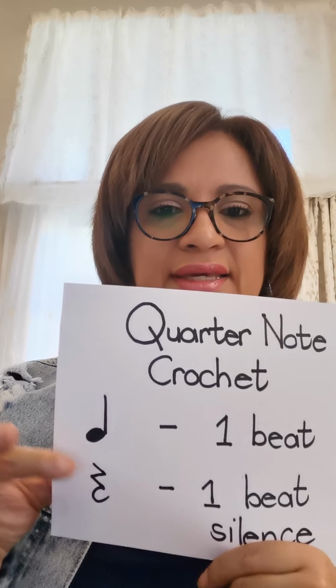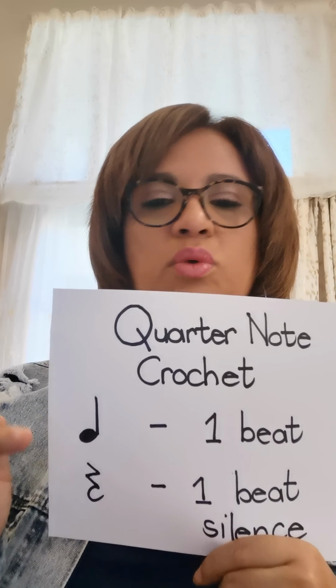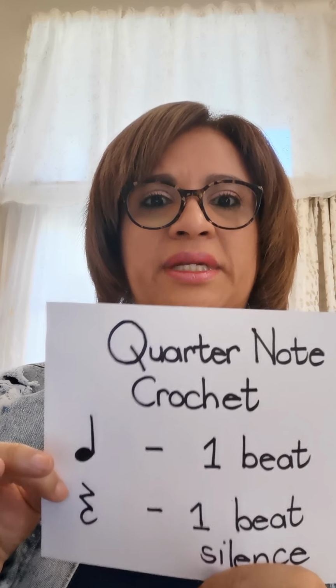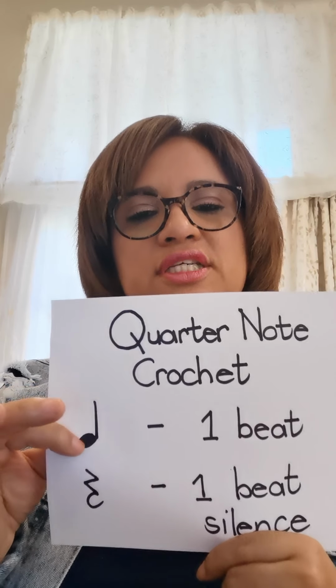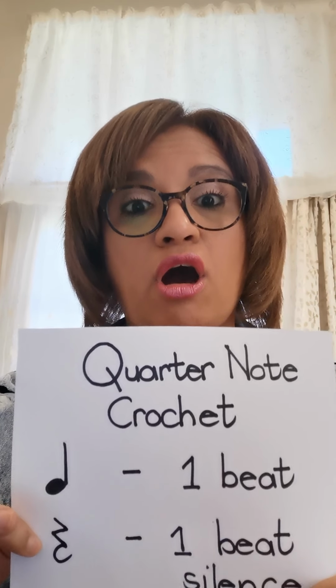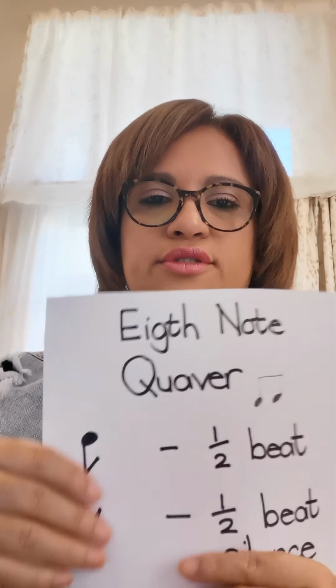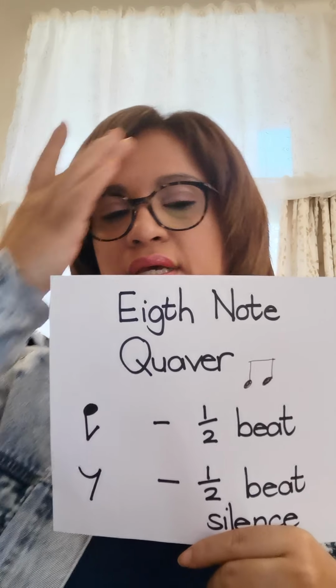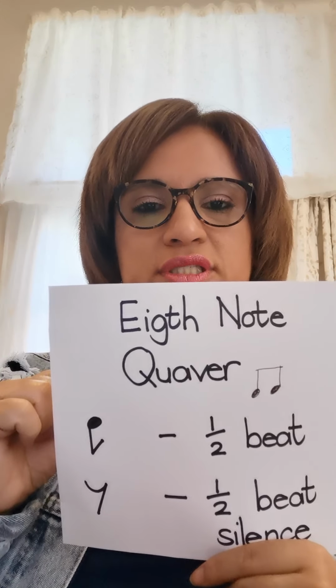Now, what does the rest look like? Here's your rest. It's a little Z with a small C at the bottom. It looks a little bit like lightning, right? So this is your quarter note and it counts 1 beat. So meaning 1. Then your rest means 1 beat of silence. So if you clap your quarter note, it's 1. And then if you have to do the rest, you will have to do 1 because it's silent. Okay, right.